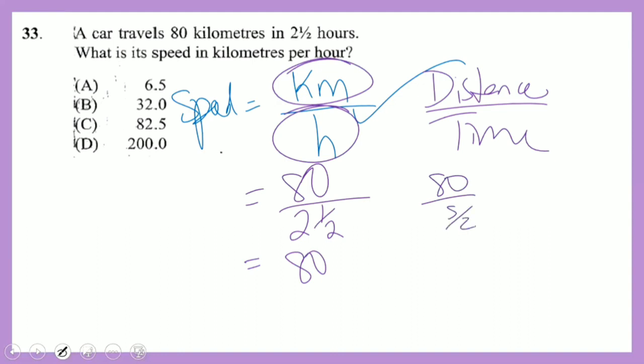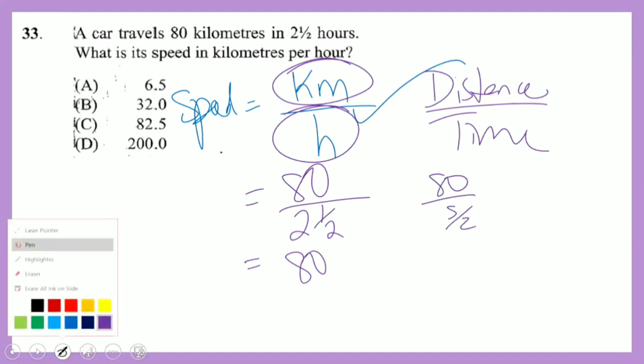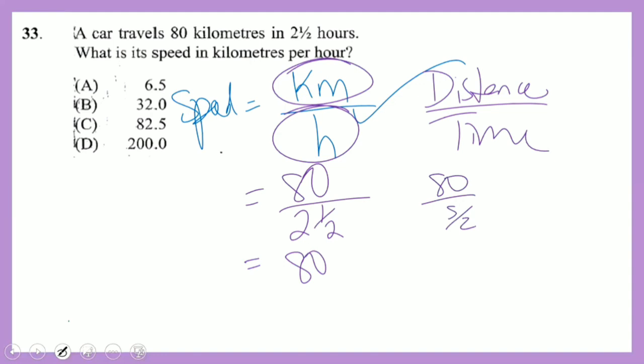When you're dividing by a fraction, remember, you can multiply by the reciprocal. So that's 80 times 2/5. 5 into 80 is 16. 16 times 2, that's going to be 32 kilometers per hour.